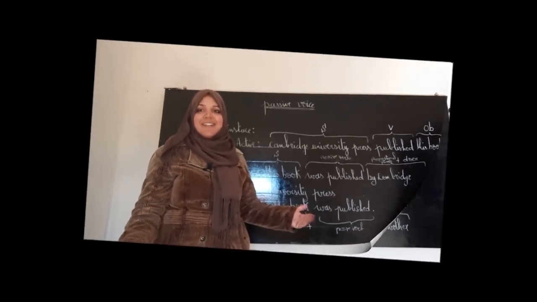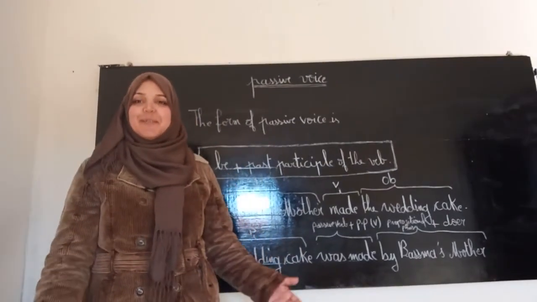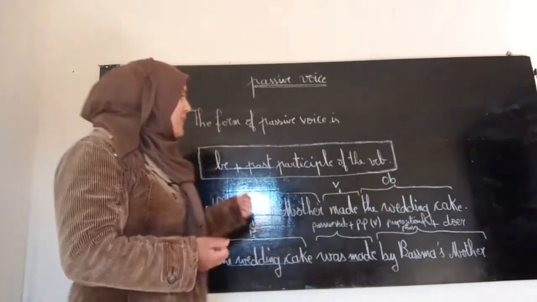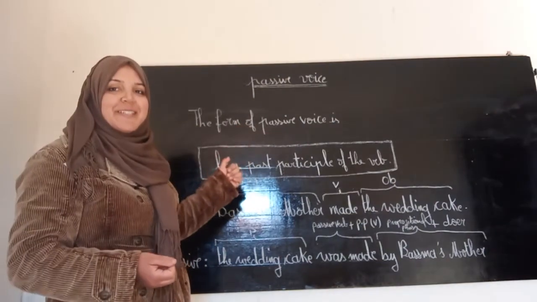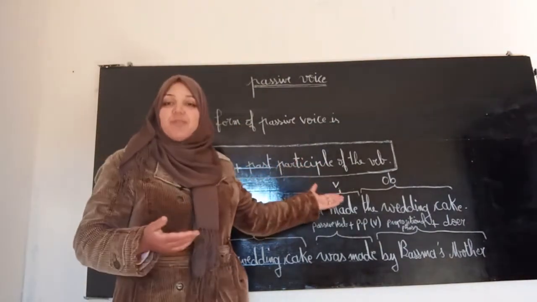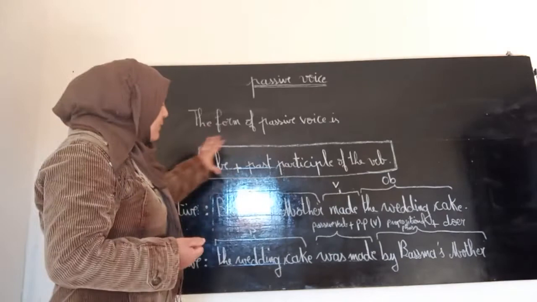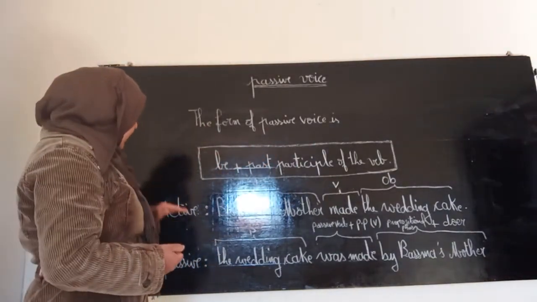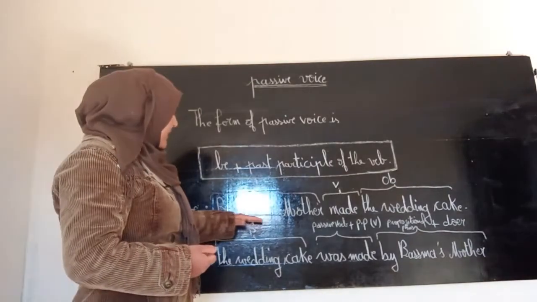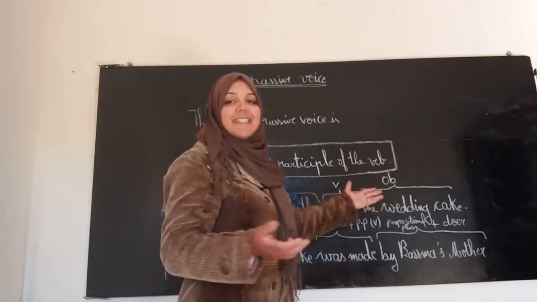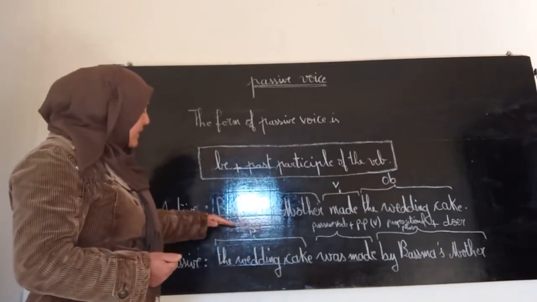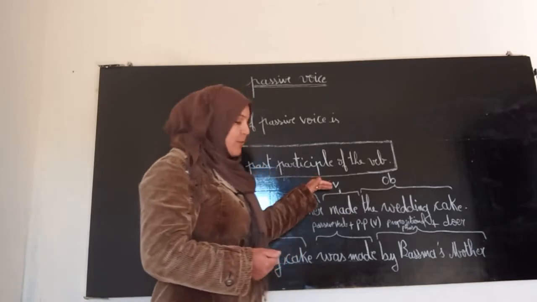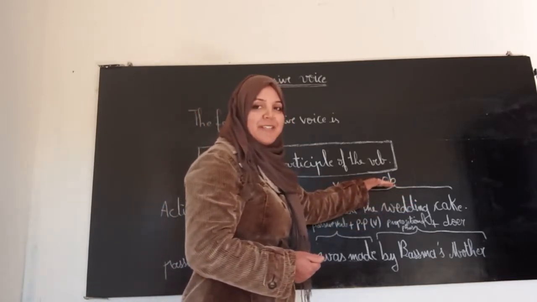I think it's clear. Okay, now let us know what is the form of passive, okay? So the form of passive is what? Is be plus past participle of the verb, right? This is the form, okay? So let us take this example. Active sentence. We have Basma's mother made the wedding cake, okay? So Basma's mother is subject. Made is verb. And the wedding cake is object.